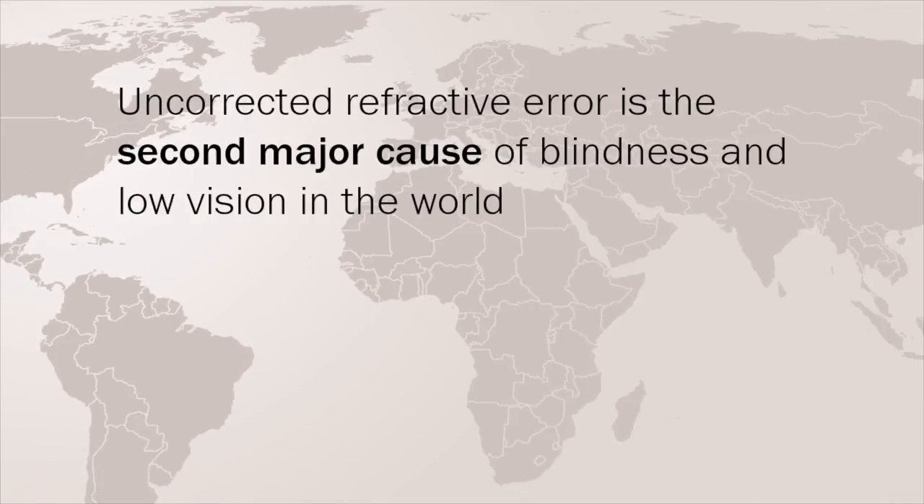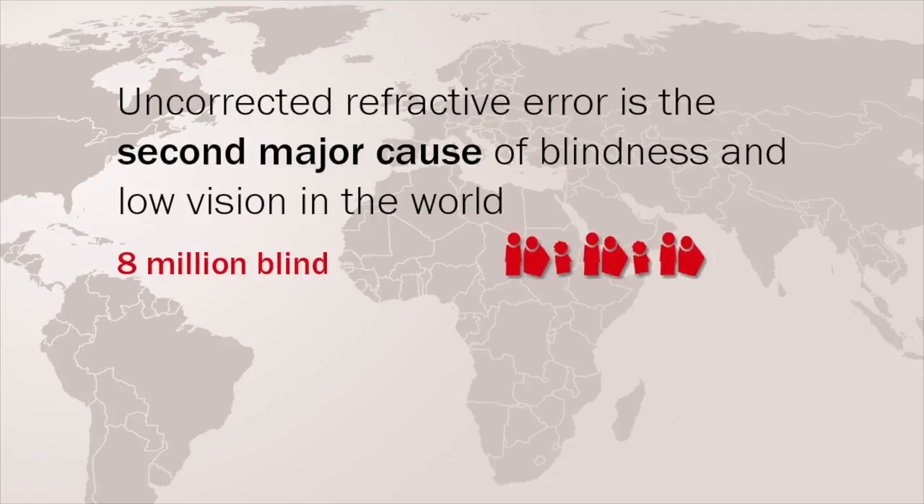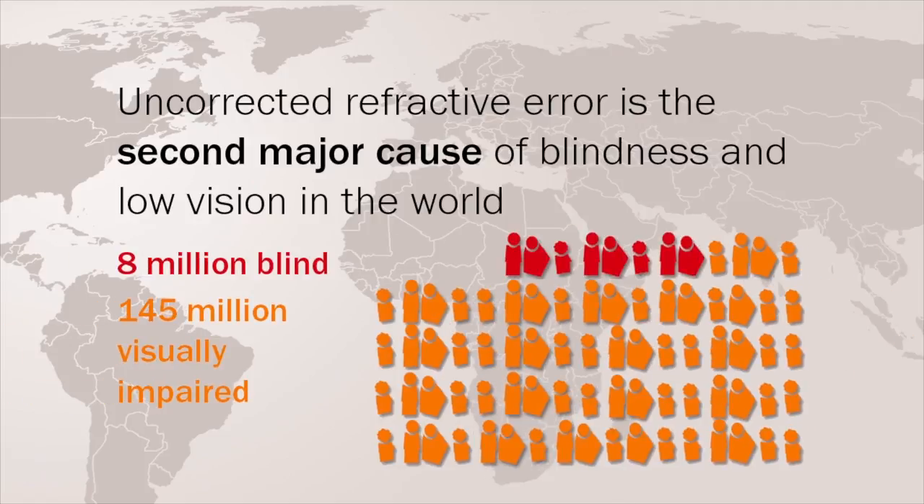Uncorrected refractive error is the second major cause of blindness and low vision in the world, after cataract. Estimates from 2004 indicate that over 8 million people are blind and 145 million are visually impaired because they lack refractive correction.